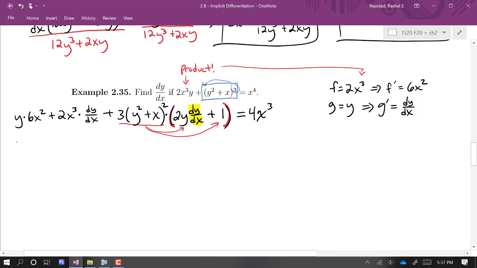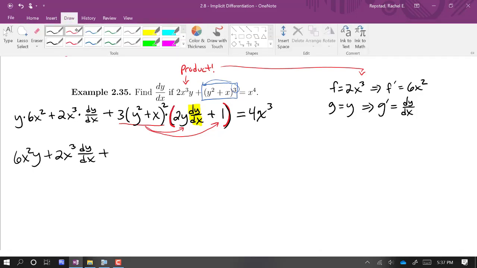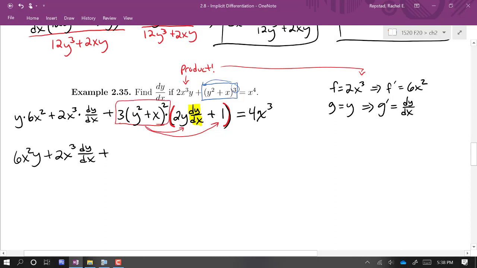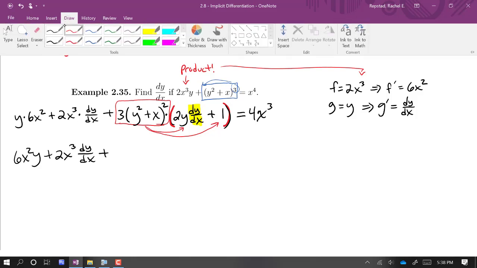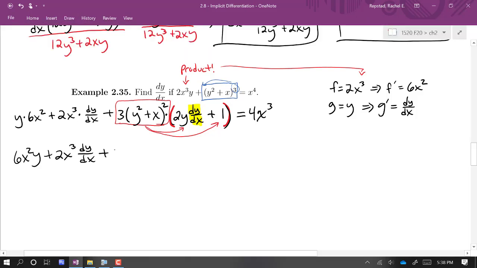Let's see, down here, I'm just going to clean this up a little bit. 6x squared y plus 2x cubed dy/dx plus. Okay, now this factor that I'm putting in the red box here, when I distribute it to the 2y dy/dx, we're going to get 6y times the parentheses y squared plus x squared times dy/dx. And when we distribute it to the factor of 1, we'll just get that same factor that's in the red box there. So 3 parentheses y squared plus x squared.